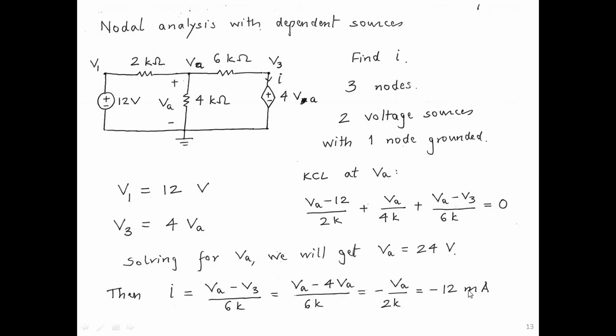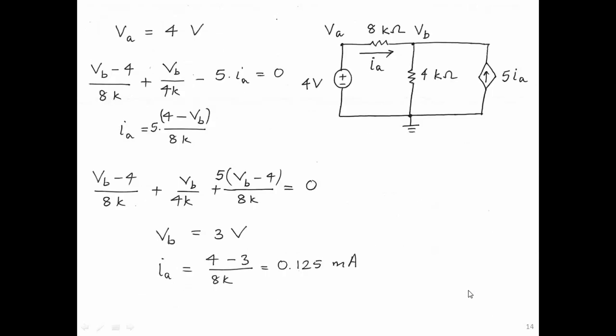Now let us look at one last example where we have a dependent current source. This is a very simple circuit. We have two nodes, ground, and one node voltage is known, it is 4 volts. So we again need to write only one equation for this node, and we are told that this current is equal to 5Ia, where Ia is this current.